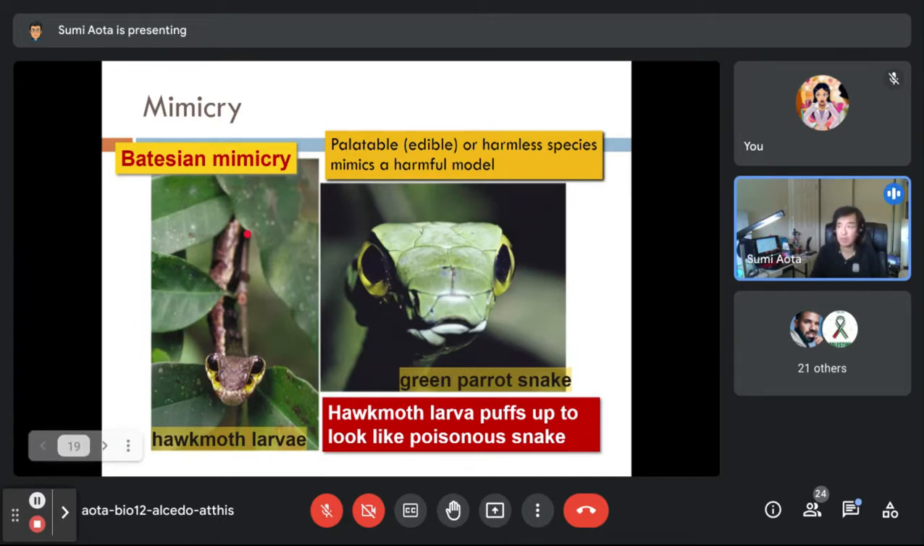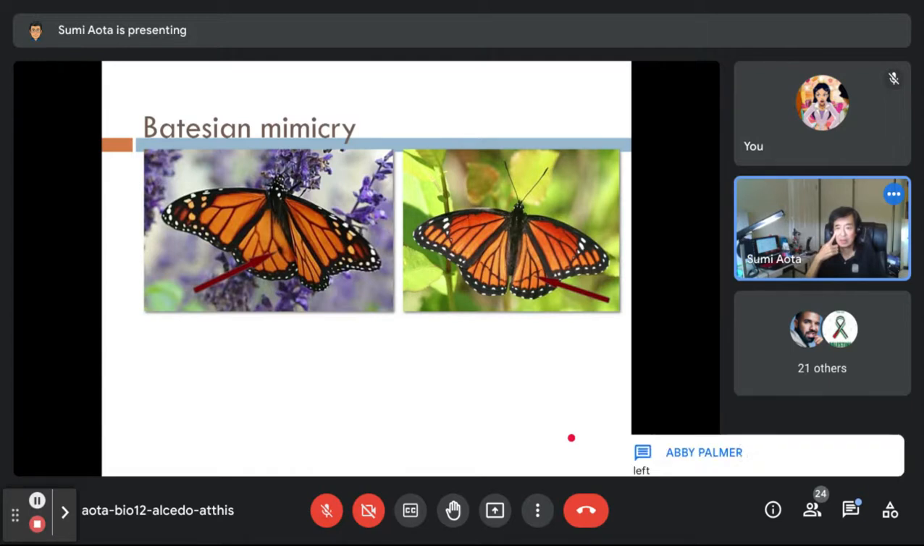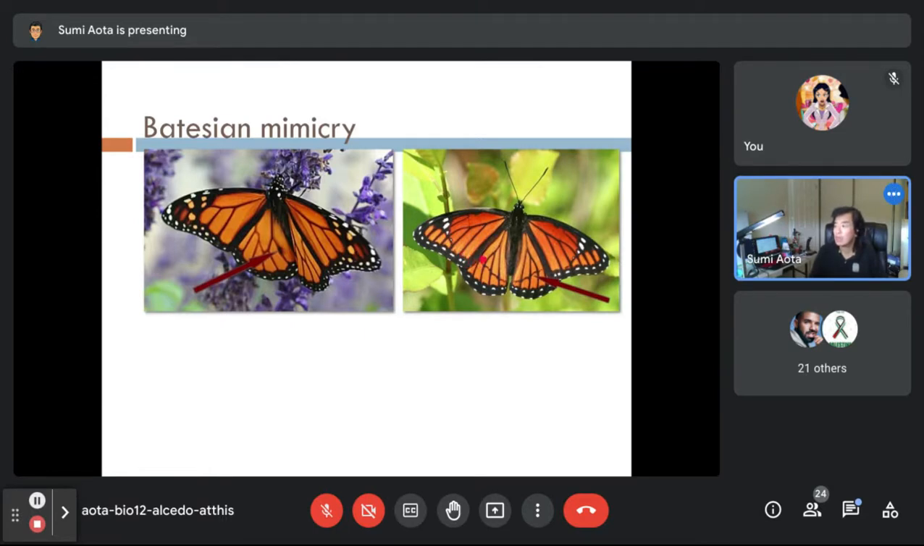Another classic example of Batesian mimicry are these butterflies. Which one's the monarch? Yeah, the one with the dot is the monarch. This is the viceroy. The viceroy almost looks like it's got a smile at the bottom of its wing. The monarch does not. So this is the monarch, and this is the viceroy.